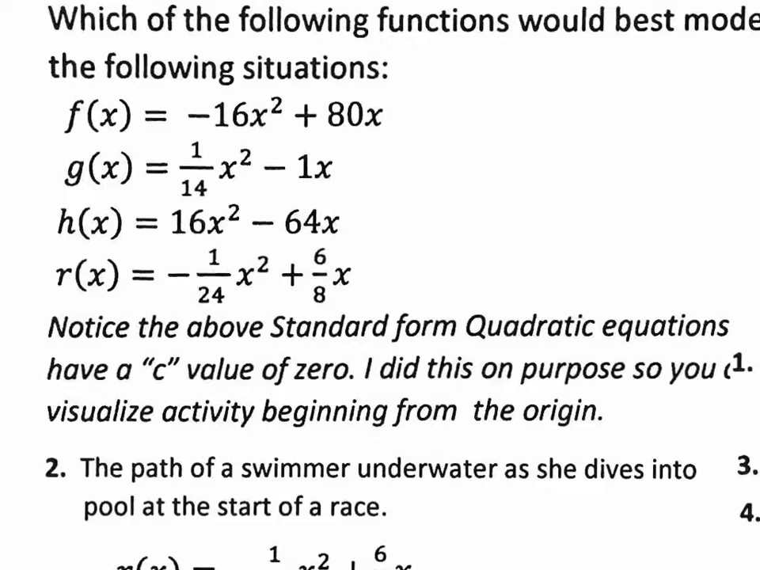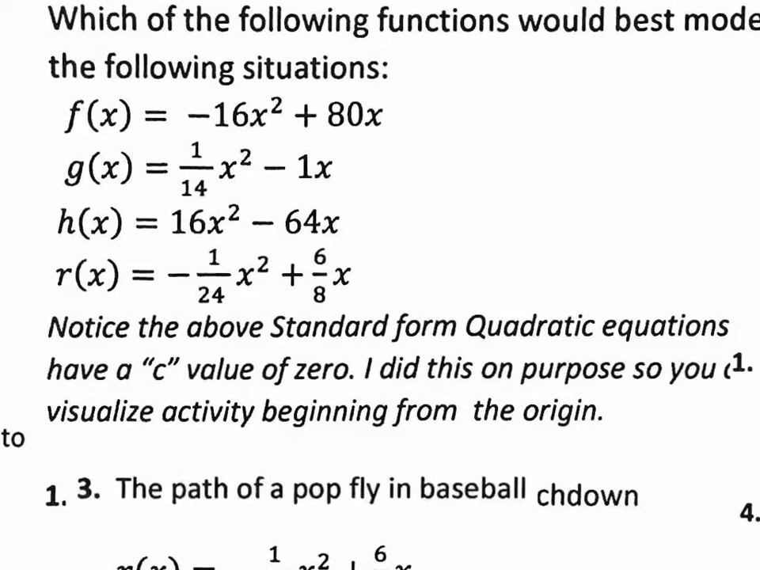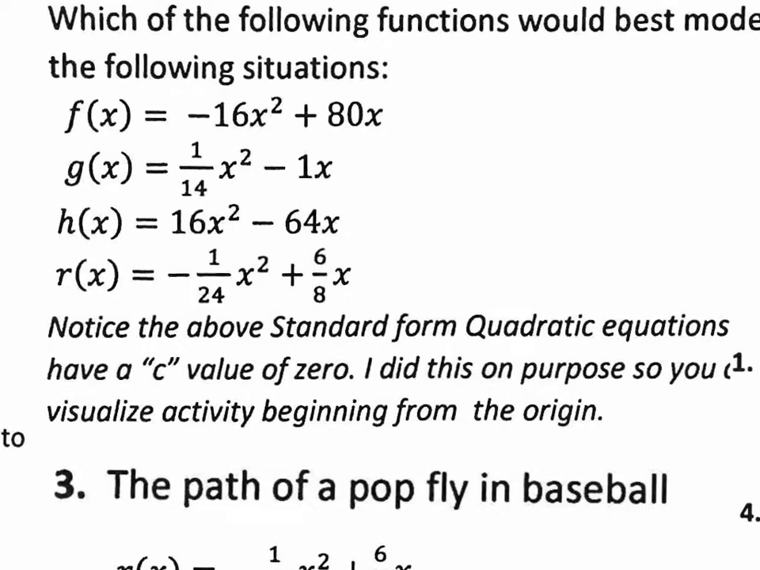Okay, next situation, I want you guys to copy this one down. Let's get 2 out of the way. 3 is right here. The path of a pop fly in baseball. Jot that down, please. So if you think about a pop fly, somebody hits a ball, it goes pretty high up in the air, and then it comes back down. Somebody usually catches that ball, and that is a parabola that opens down.